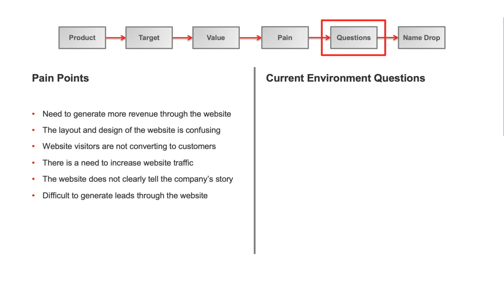If you sell cars, these would be the questions of, what are you driving today? What year is it? How is it running? At what interval do you usually buy cars? How often do you buy cars? So those are current environment questions. For every product that's sold, there could be a unique set of current environment questions.